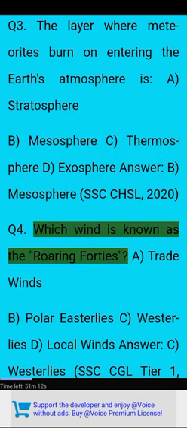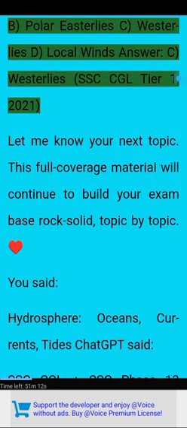Q4. Which wind is known as the roaring 40s? A. Trade winds. B. Polar easterlies. C. Westerlies. D. Local winds. Answer: C. Westerlies. SSC CGL Tier 1, 2021.